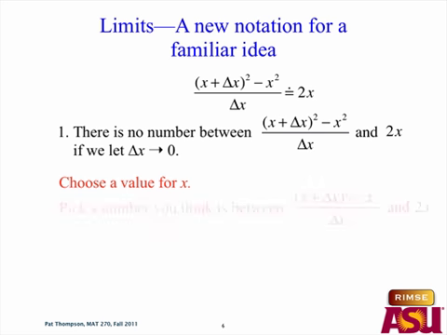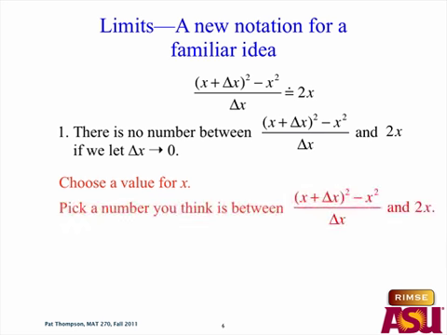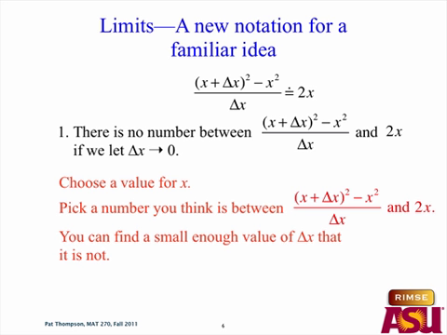So here's the idea. If you choose a value for x and you pick a number between these two, then you can find a small enough value of delta x such that it's not true anymore. It's kind of like a game. Pick a number that's between these two. Well, then I can give you a delta x such that the number you picked is no longer between them. So you can always pick a smaller and smaller delta x so that any number between them gets squeezed out. And so, as delta x is very, very small, they're essentially the same number.